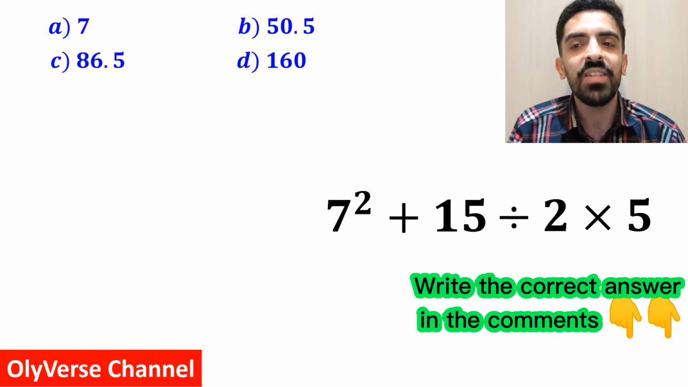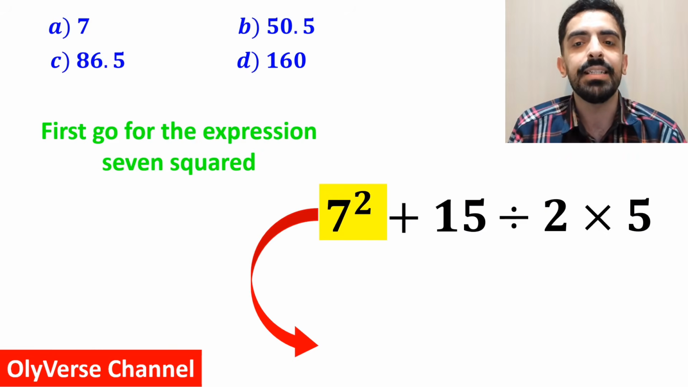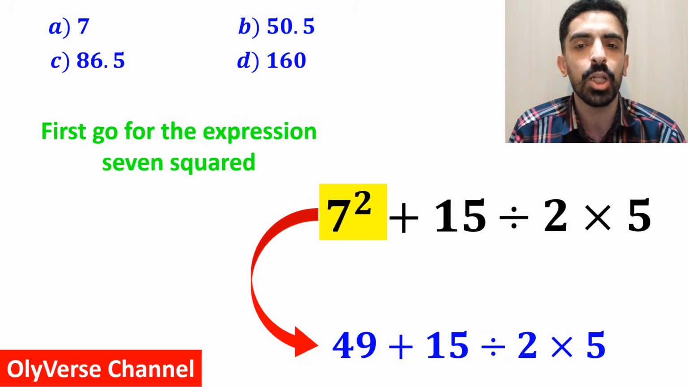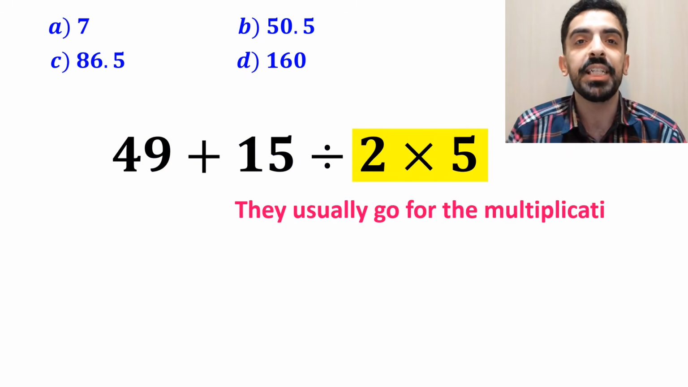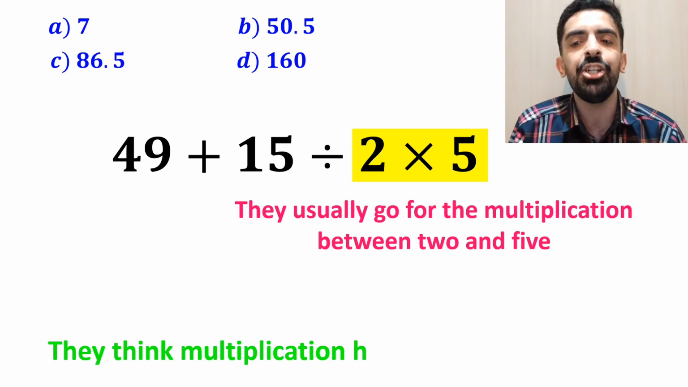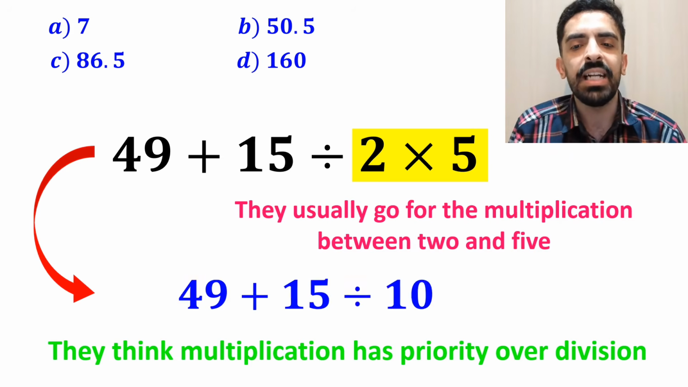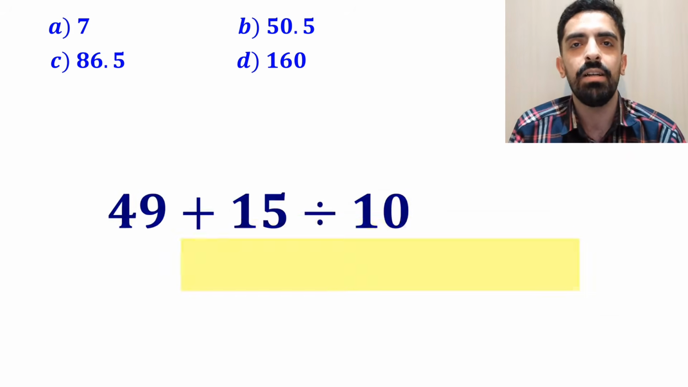Also, some other people when solving this question first go for the expression 7 squared and they simplify to 49 plus 15 divided by 2 multiplied by 5. And the next step, they usually go for the multiplication between 2 and 5 because they think multiplication has priority over division. So, they rewrite this expression as 49 plus 15 divided by 10.